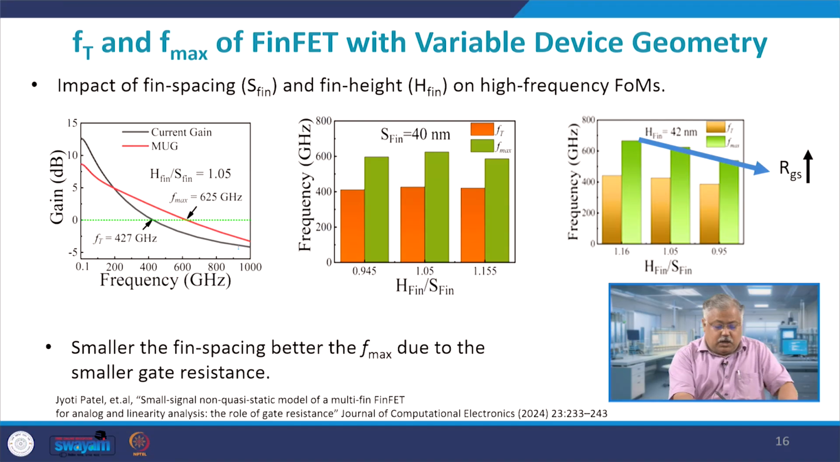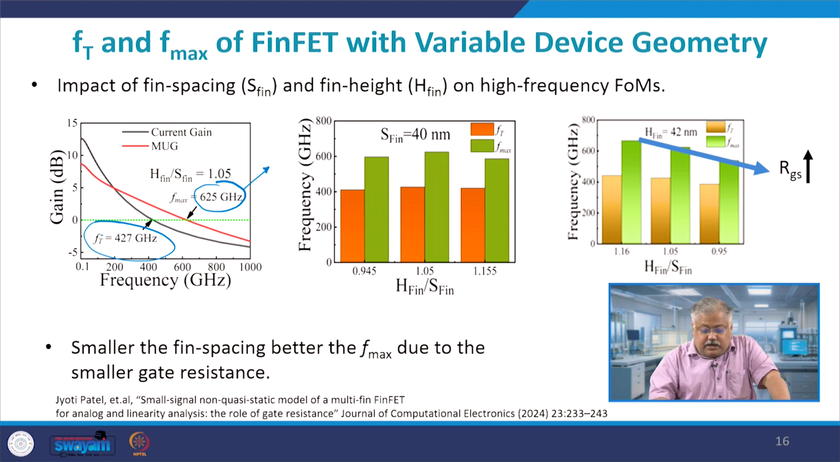Then we are trying to find out the value of the transit frequency and the maximum frequency of operation. If you look at the first graph, for example, the maximum frequency of operation we got was 625 gigahertz, and this was with the height of the fin divided by the distance between the 2 fins being approximately 1.05. So, height and width were almost the same, and when you kept that, I got an F max of 625 gigahertz, and a transit frequency of approximately 427 gigahertz in this case, right.